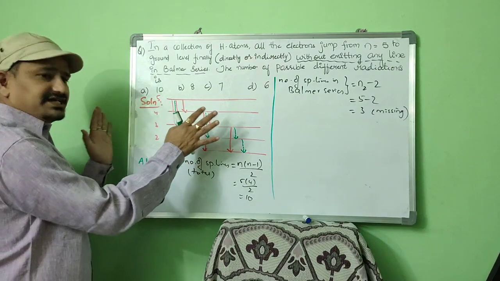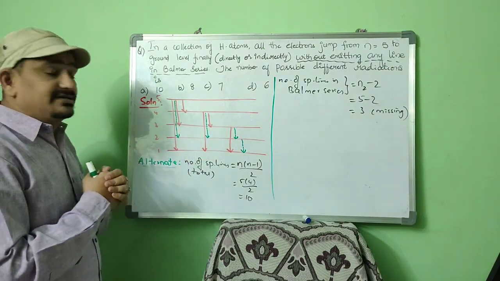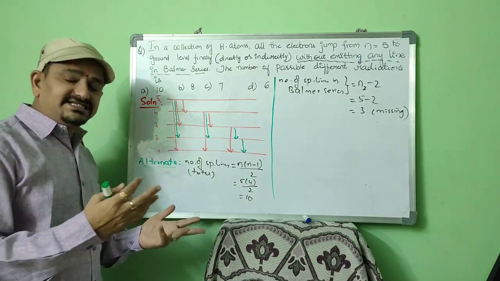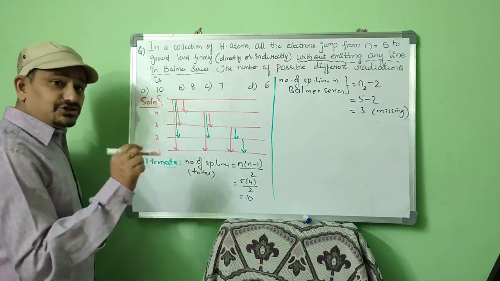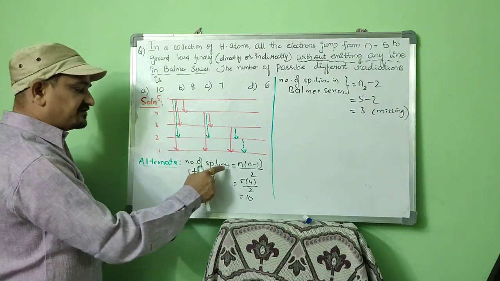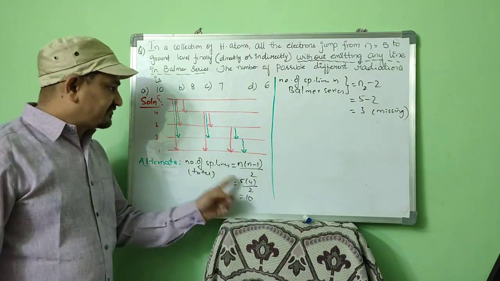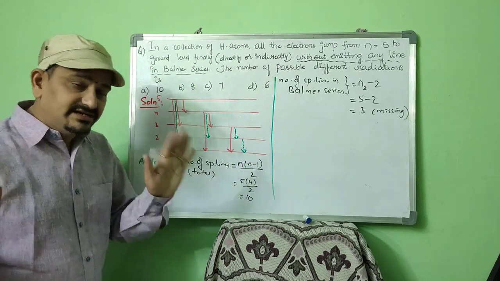If you answer the question in this way, you may get the answer directly. But usually for competitive examinations, teachers insist on shortcuts, and students also usually follow them. In the shortcut or alternate method, the total number of spectral lines is equal to n into n minus 1 by 2, you know that. That is 5 into 4 by 2, 10 lines. Totally possible lines are 10.